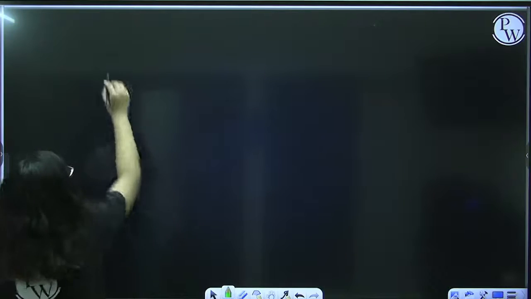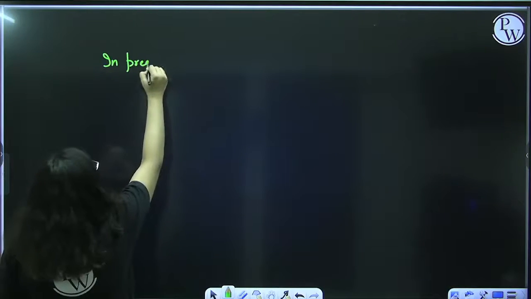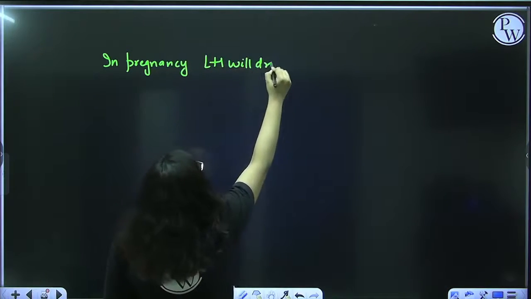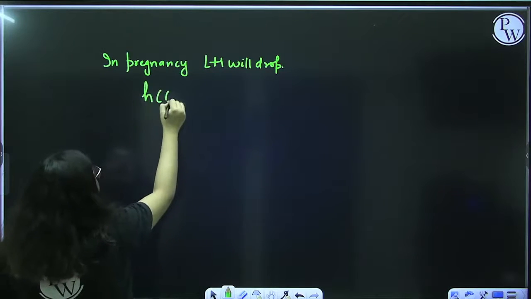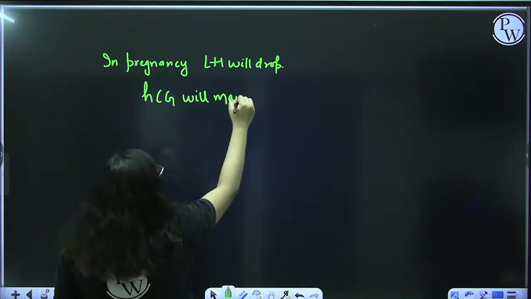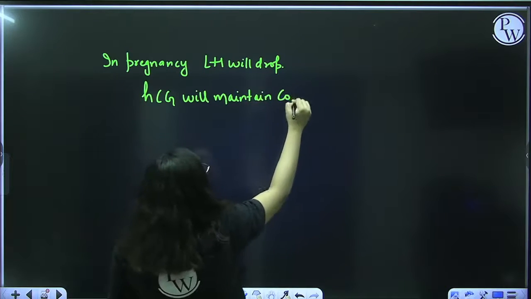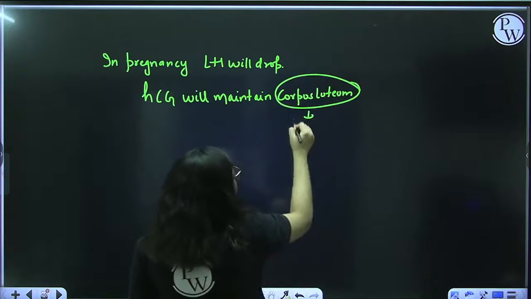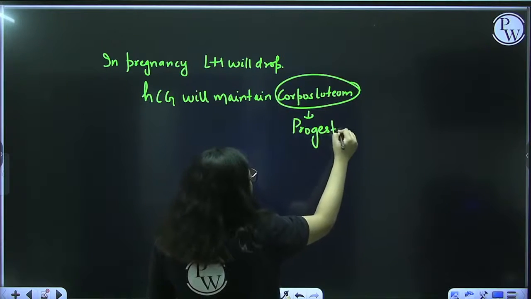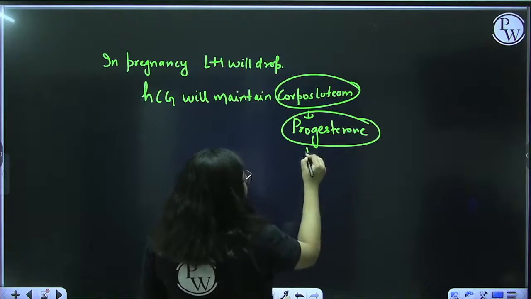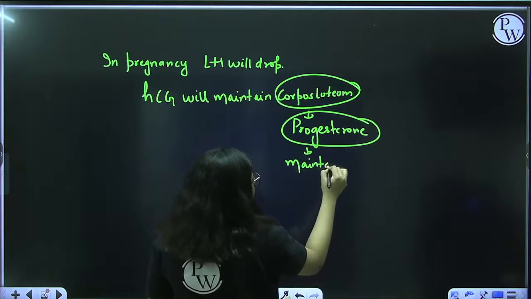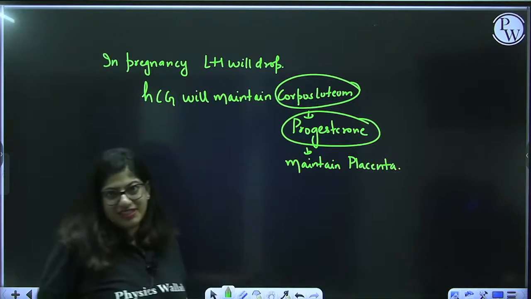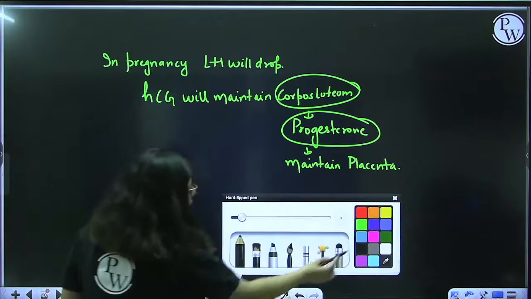So in pregnancy, LH will drop. So what will HCG do? HCG will maintain the corpus luteum, and this corpus luteum will secrete progesterone, and this progesterone will maintain the placenta and the endometrium. Okay, so this is how HCG is very important, right? So this is one hormone. Now let's talk about the other hormone.